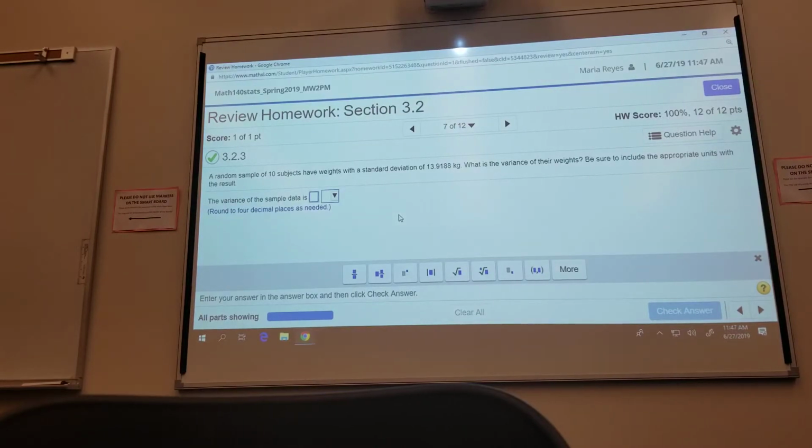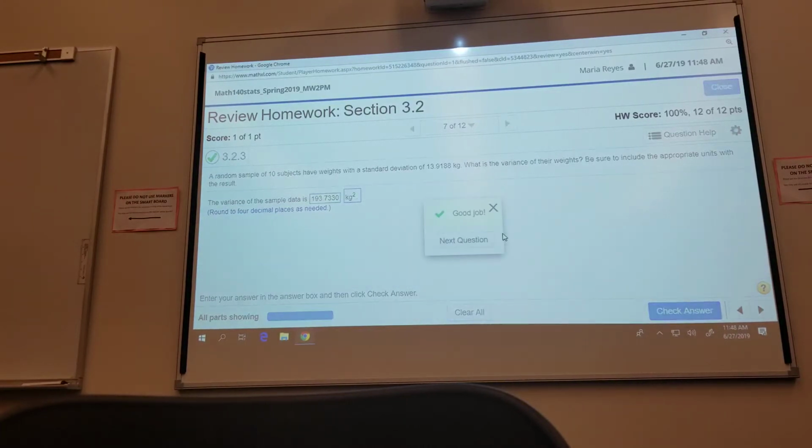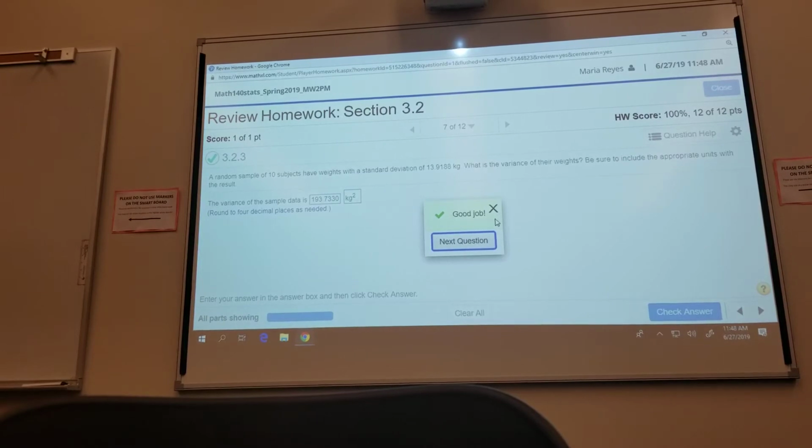It'll be 193.73, round to 4 decimals. Alright, so 193.7330. And which symbol would it be? Okay, square. Let's see if you guys are right. Good job. Right.